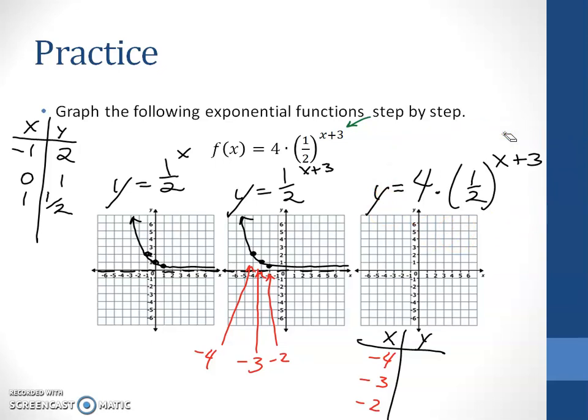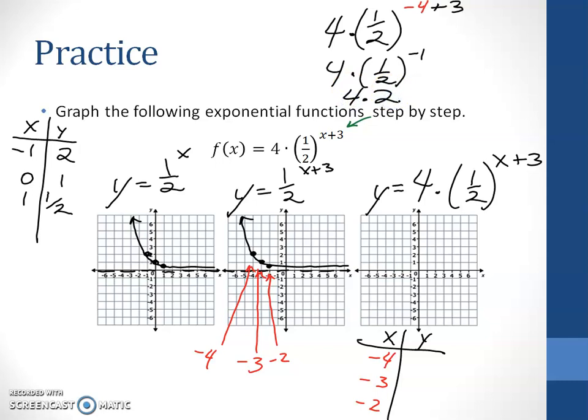That's what I'm plugging it into. Okay? So, I'm going to have 4 times 1/2 to the negative 4 plus 3 power. Okay? So that's really a 4 times 1/2 to the negative 1 power. Now that negative 1 will make that fraction flip. So this becomes 4 times 2, which is 8. So I'm going to have the point negative 4, 8 on this graph. So we're good there.